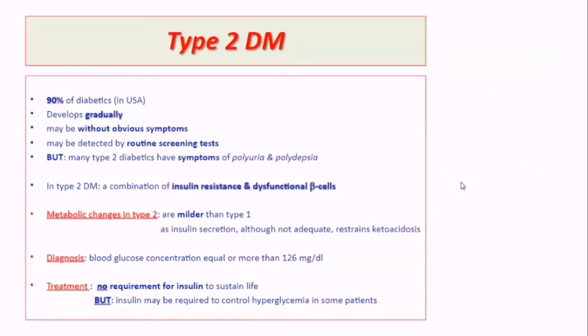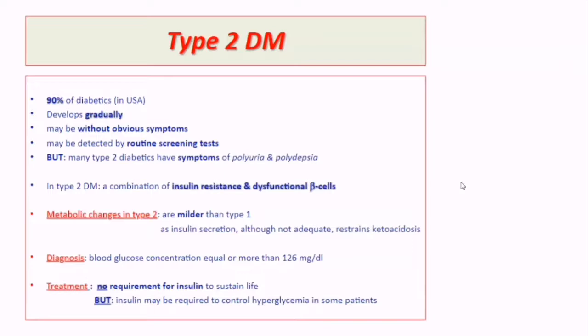So coming to type 2 diabetes, as I told you, most of the diabetic patients are type 2 diabetics because there are no obvious symptoms initially, but it develops over to hyperglycemia gradually, and it can be detected by routine screening test. But many type 2 diabetics have symptoms of polyuria and polydipsia only. It's a combination of insulin resistance and dysfunctional beta cells.